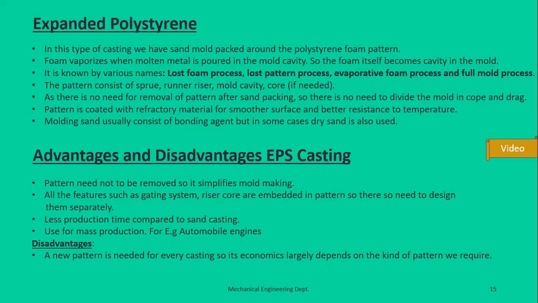Then there's another type of expendable mold casting, the expanded polystyrene process, also known as EPS, as I told you before. In this type of casting, we have a sand mold packed around the polystyrene foam pattern. We take a huge foam of EPS, expanded polystyrene, and we machine it using various tools like a lathe, milling, or drilling. We make a pattern.